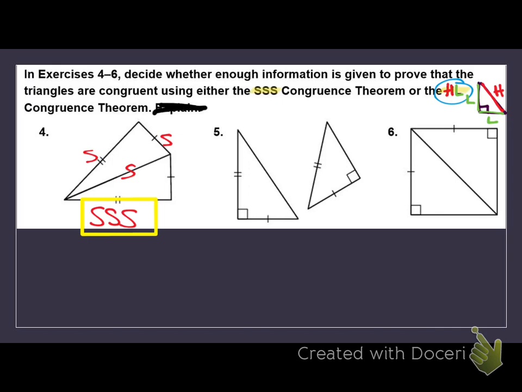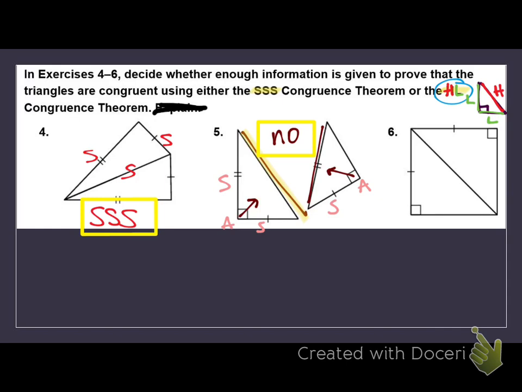Number 5, it's a right triangle, yes? Are the hypotenuses marked congruent? No. This is the hypotenuse, and this is the hypotenuse. They are not marked congruent. So it's definitely not hypotenuse leg. Is it side, side, side? No, because, again, we don't have 3 sides marked congruent to 3 sides. So this is just no. Is it even side angle side? In one of them it is, but it has to be the same in both. It's not corresponding in both, so it's still a no.